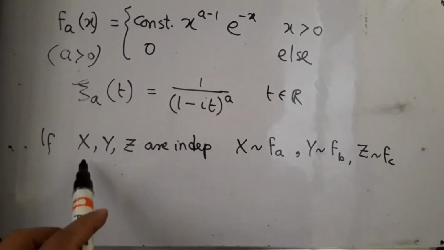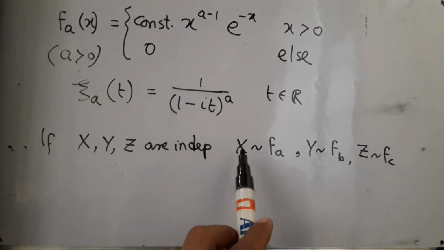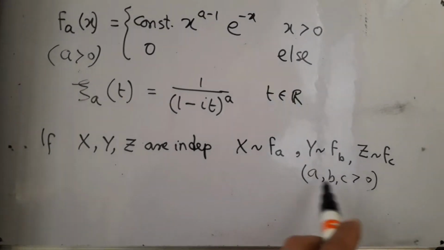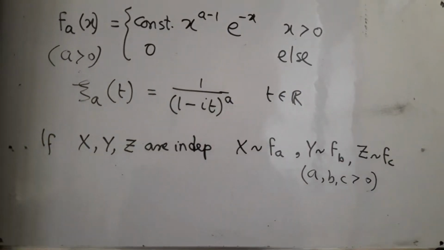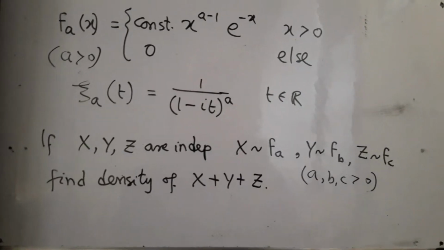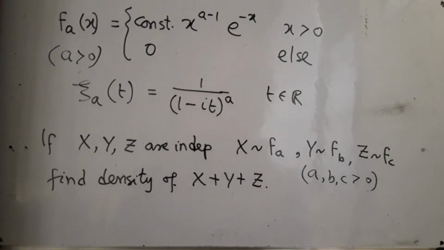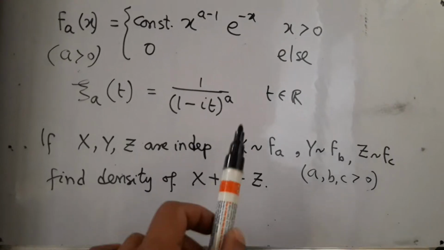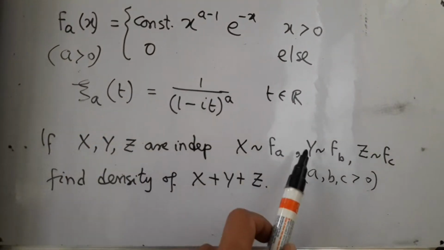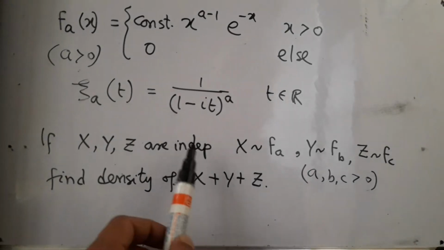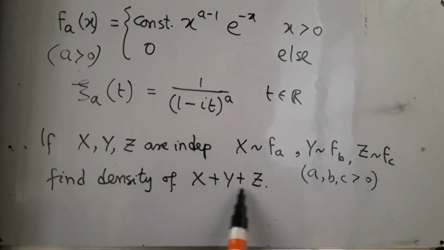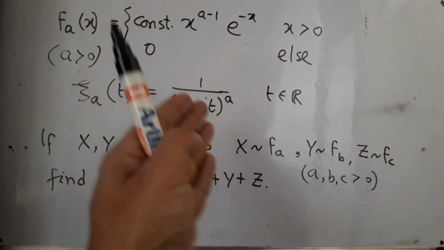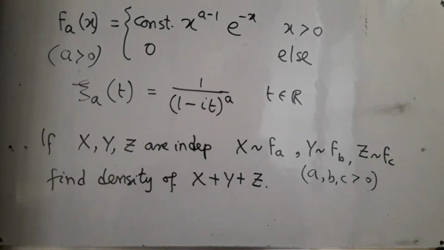If I give you 3 random variables x, y, z such that x has density fa, y has density fb, z has density fc, of course a, b, c are all positive because that is the restriction. Your job is to find the density of x plus y plus z. You can of course use that sum formula twice, so you have to do 2 integrals. But here what you should do is you work out the characteristic function of x, of y and of z. Since they are independent, the characteristic function of x plus y plus z will be the product of the 3 characteristic functions. And immediately it will be of this form, and from that you can get the corresponding density.